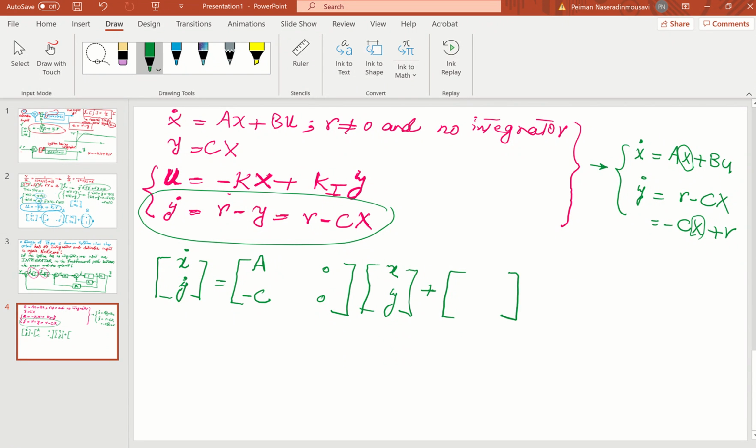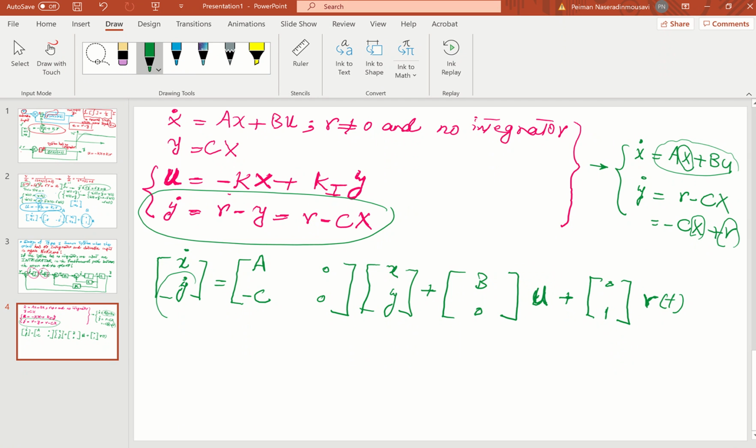Plus, now let's talk about u. Single input, single output. So the first line is only B, and in the second line there's no u, so 0. Plus, what about the input? Because we have the reference input r. In the first line, 0. Second line, yes, r of t.